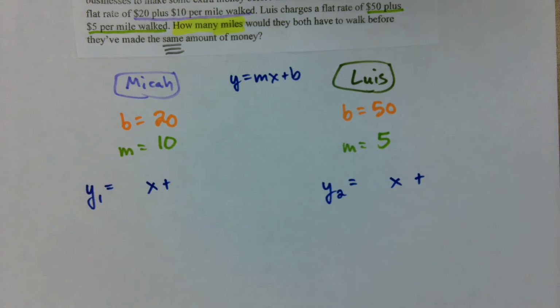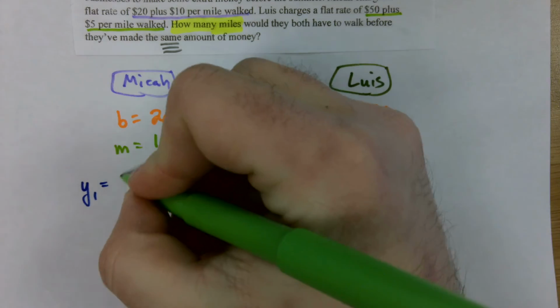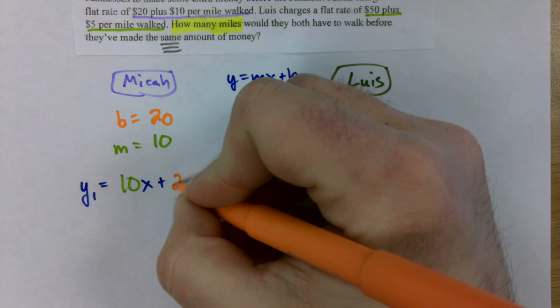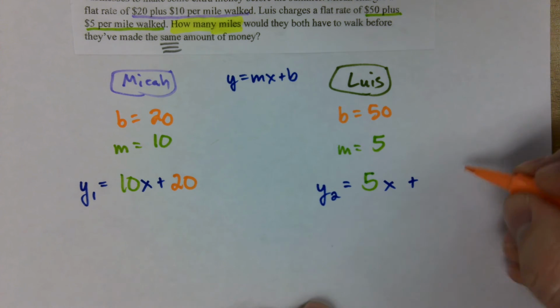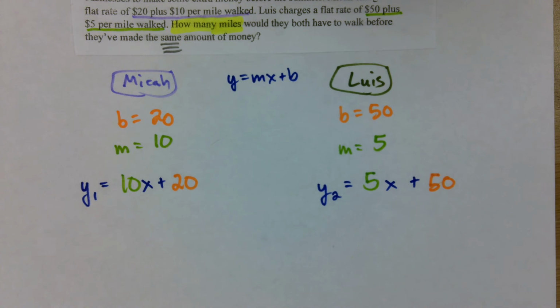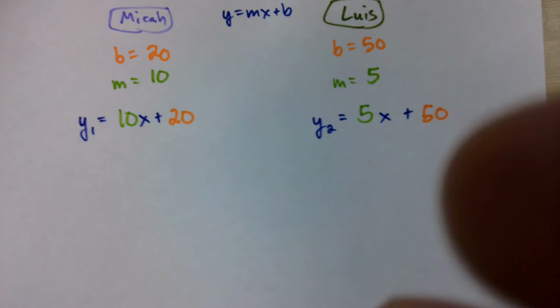Jordan, go for it. Y equals 10x plus 20. Beautiful. Y equals 10x plus 20. And then Lewis's equation is going to be y equals 5x plus 50. Move it down.